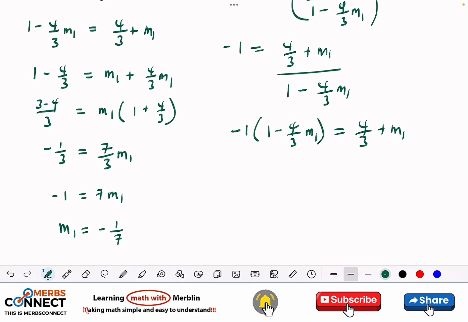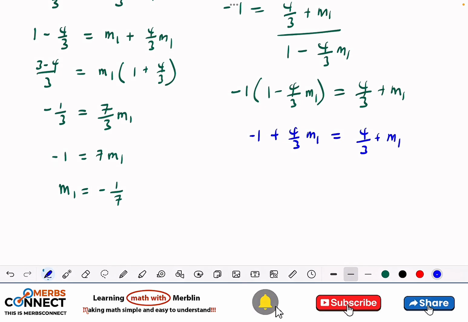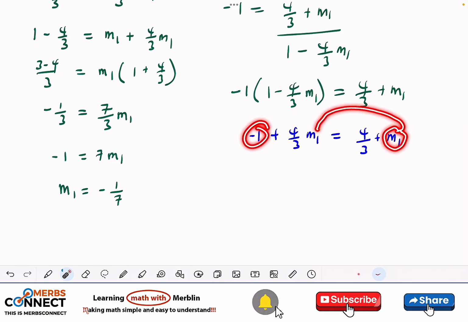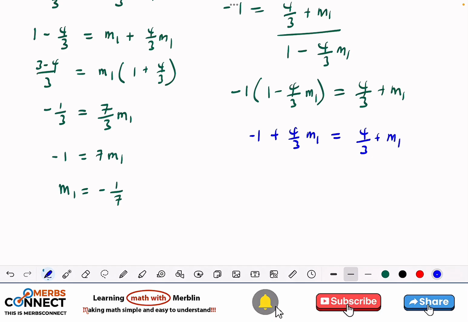So this is a lot of work that we are doing here. The hard work will pay off very soon. So this is going to be minus 1 plus 4 over 3 M1, which is equal to 4 over 3 plus M1. So let's try and group like terms. I'll move this guy to this side, and I'll move this guy to this side. So I'm going to have 4 over 3 M1 minus M1, which is equal to 4 over 3 plus 1.